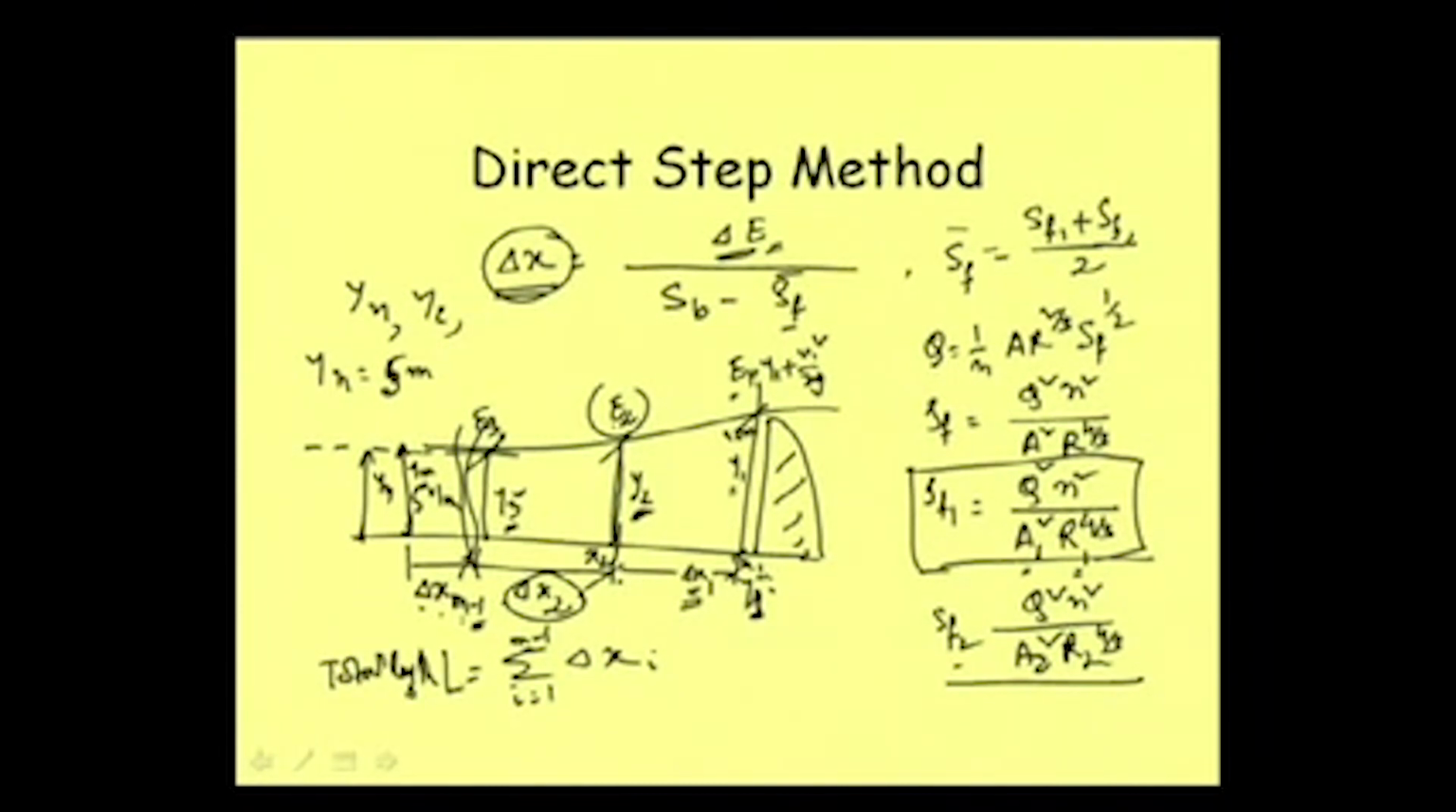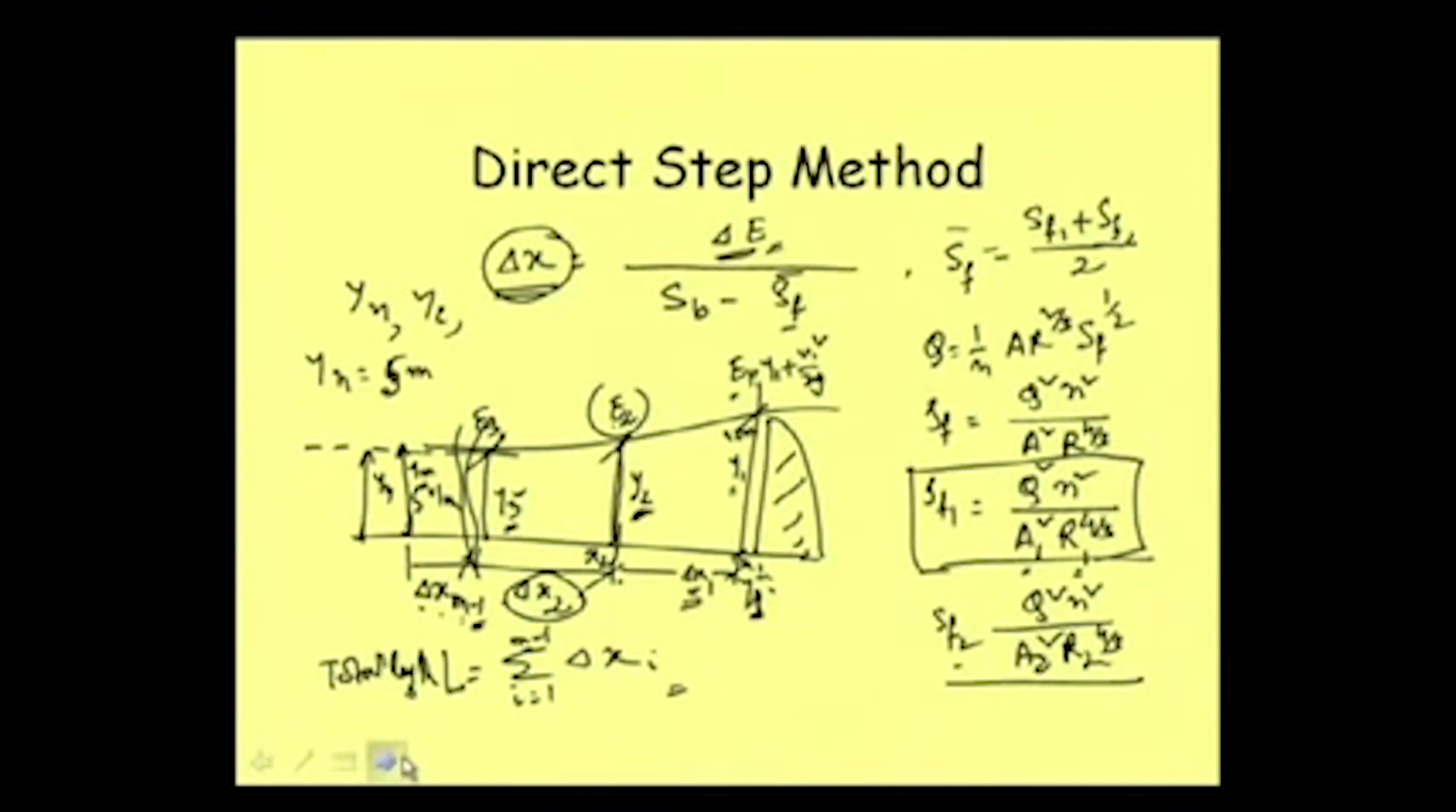Total length of the profile L we can get like that. And at different distance, what will be the depth, that we are already calculating like this. So, this is the procedure for calculating gradually varied flow profile in direct step method. I have shown if it is M1 profile how we can compute. If it is M2, the same procedure we need to follow and we can just calculate.